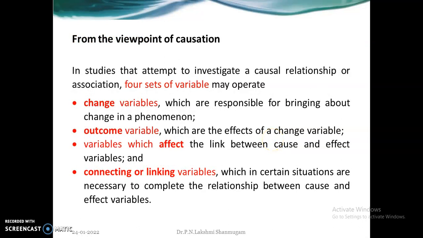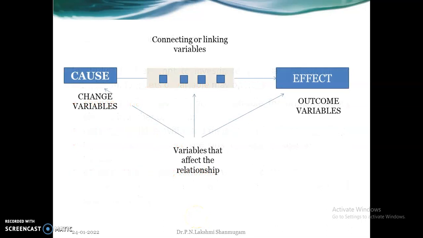From the viewpoint of causation, in studies that attempt to investigate a causal relationship or association, four sets of variables may operate: change variables, which are responsible for bringing about change in a phenomenon; outcome variables, which are the effects of a change variable; variables which affect the link between cause and effect variables; and connecting or linking variables, which in certain situations are necessary to complete the relationship between cause and effect variables. Cause, effect, and variables that affect the relationship.